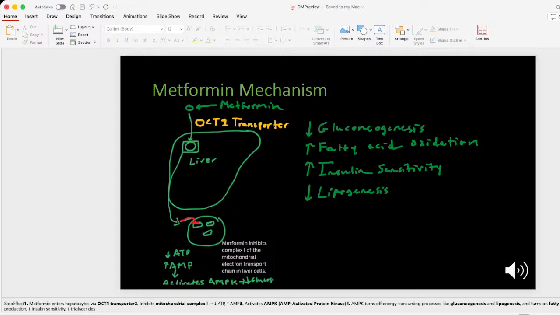And then the metformin is another one. Metformin enters the liver cells, and then within the cells, it basically disrupts the mitochondrial electron transport chain in the liver cell. So it's going to decrease the ATP and increase the AMP, and then activate the AMPK, which is the AMP protein kinase.